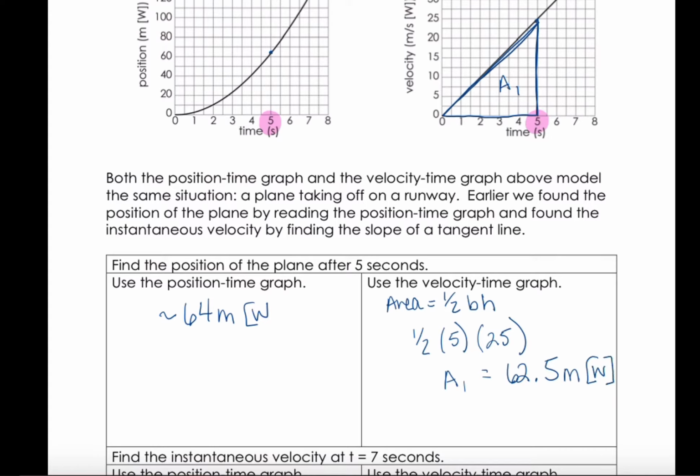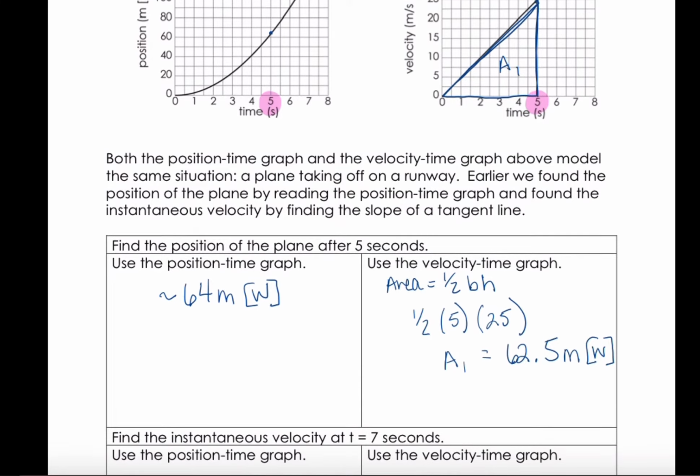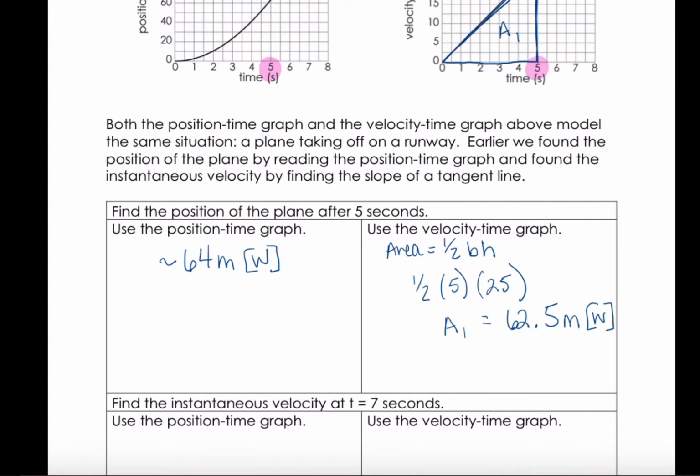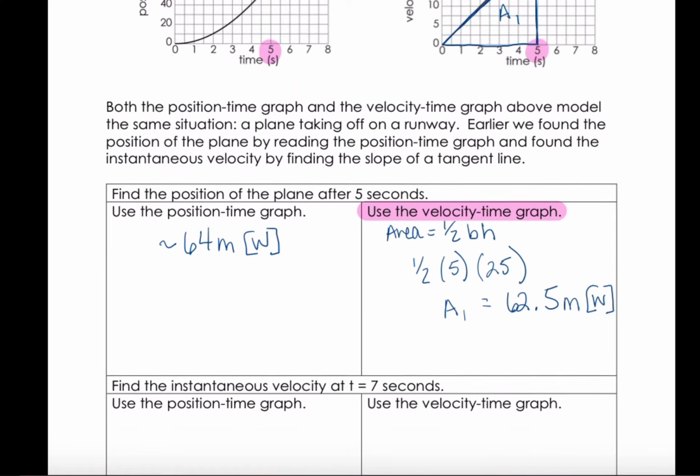So looking at these two, oops, I forgot to put my bracket on this one. If we look at these two answers that we got, obviously the velocity versus time graph gave us a more accurate reading. We didn't have to guess at it. We were able to calculate it more accurately than for a position versus time graph. It was easier to just look at the position versus time graph and read it, but it wasn't as accurate as actually calculating it using the velocity versus time graph.